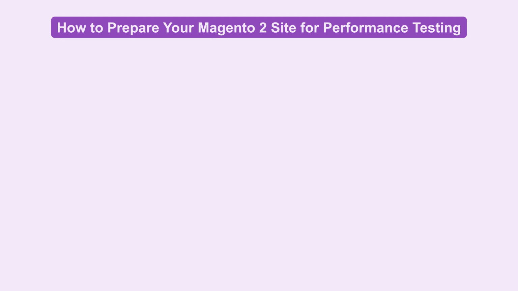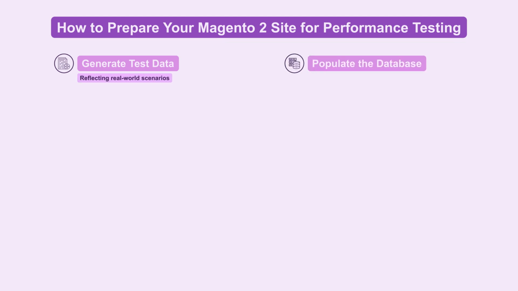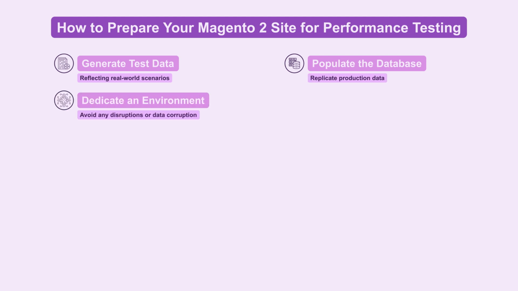Next, let's understand the steps to prepare your Magento 2 site for testing. Use the Magento 2 toolkit to generate comprehensive test data reflecting real-world scenarios. Import the generated data into your Magento database to replicate production data. Create a dedicated testing environment to avoid any disruptions or data corruption.